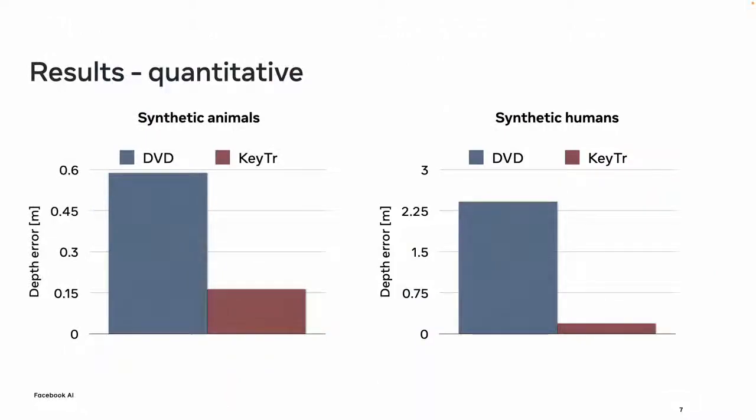So quantitatively, our method was able to outperform the nearest baseline called DVD on a dataset of synthetic animals and synthetic humans. Here you can see that indeed, in terms of the depth error, KeyTr is superior to DVD on both of the datasets.